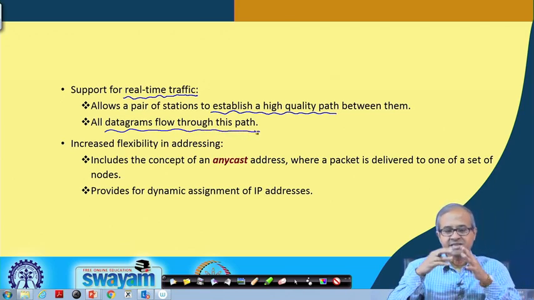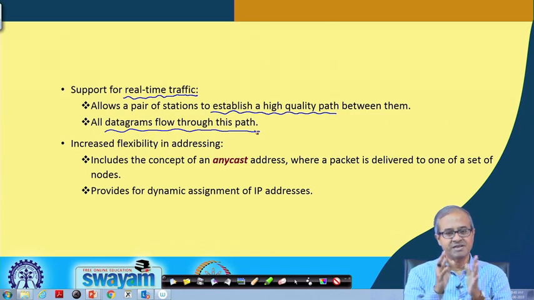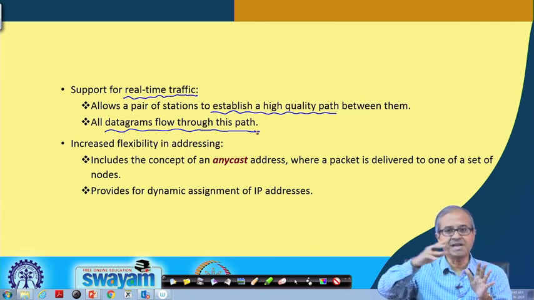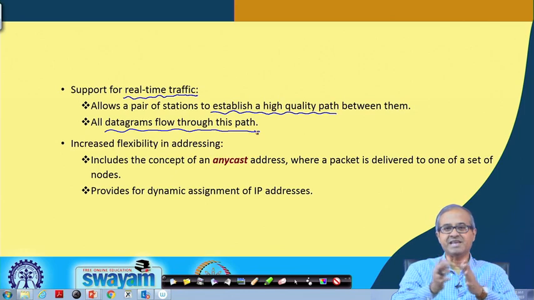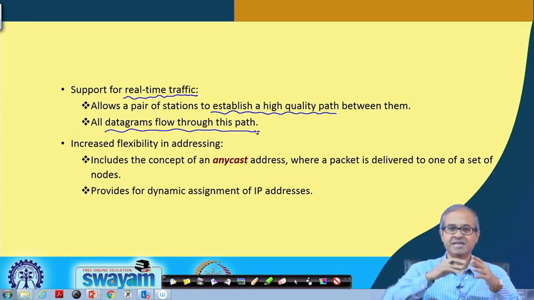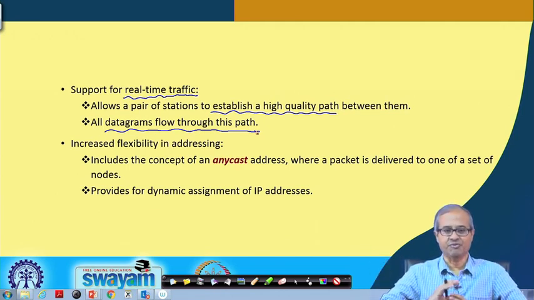So, you see this is a slight deviation from the connectionless approach that IP version 6 also supports. For real time traffic, you have something like a connection oriented concept coming in. Okay. So, it is like a hybrid now. It is not a pure datagram approach. Sometimes when you need to have a quality of service guarantee for real time applications, you may also specify the path which the datagrams will follow.